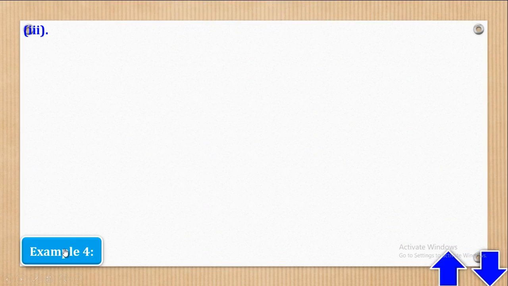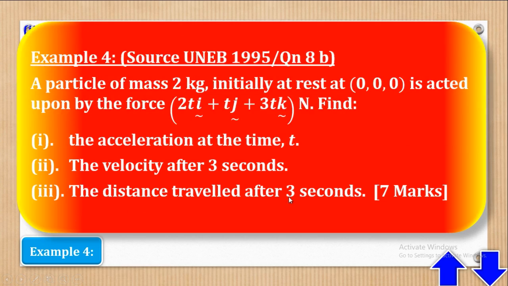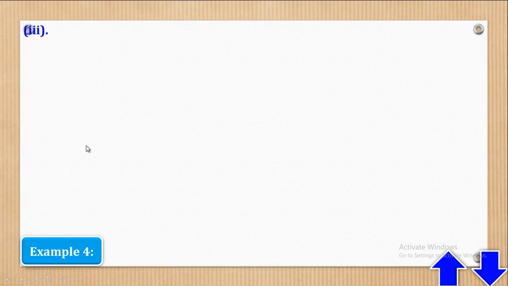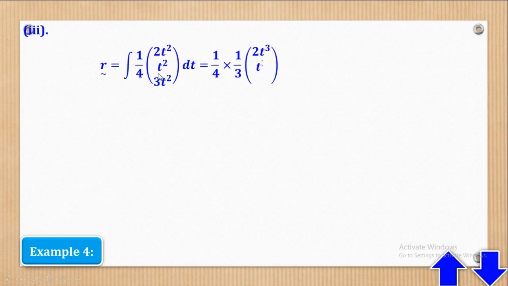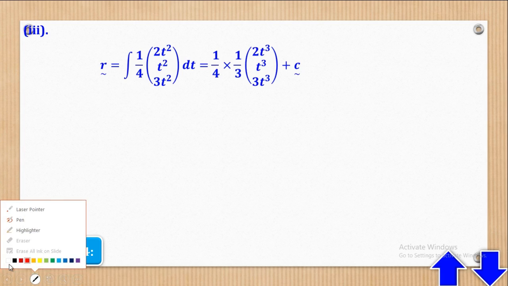Now we shall go to Roman 3. Roman 3, they want the distance traveled after 3 seconds. So the first thing to do is to get the displacement. So displacement will be got by integrating velocity to come up with 1 over 4 times 1 over 3 of 2t cubed, t cubed, and 3t cubed plus c, where c is the constant of integration.